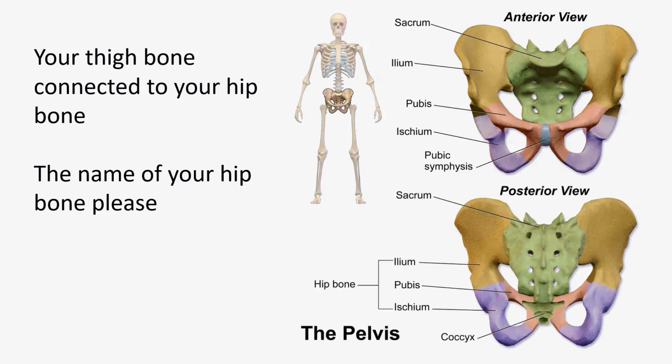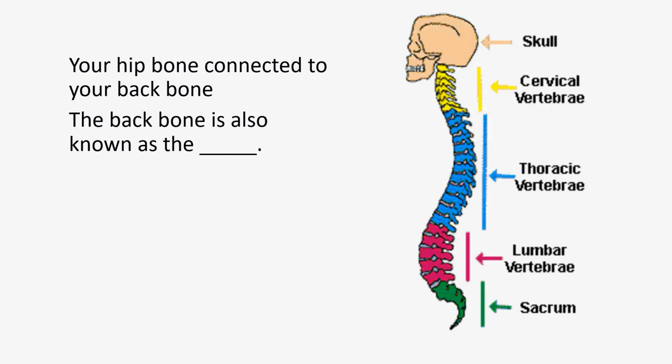All right, your thigh bone is connected to your hip bone, and what is the name of your hip bone? Well, you know, the song makes it sound so simple, doesn't it? But there's actually 3 bones that are involved in your hip. And as you can see here, it's your ilium, your pubis, and your ischium. Your hip bone is then connected to your backbone, and the backbone is also known as the, anyone? There are a couple answers that you could fill in here. Good, Lynn said spine.